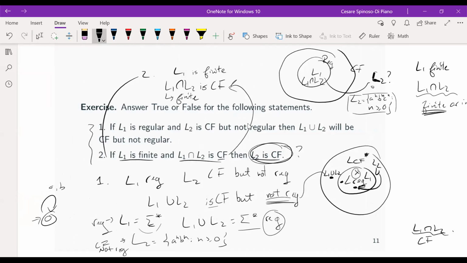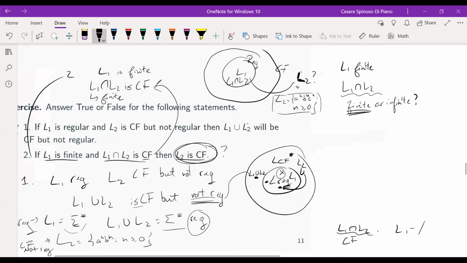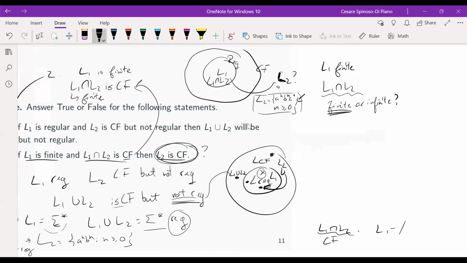However, I picked L2 such that it was a^n b^n c^n, right? So it is not regular. It is, sorry, not context-free. So this is false.